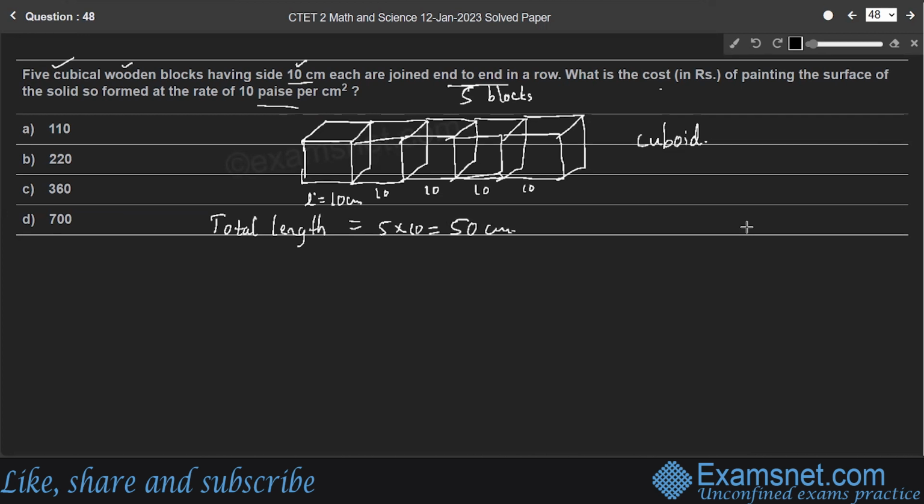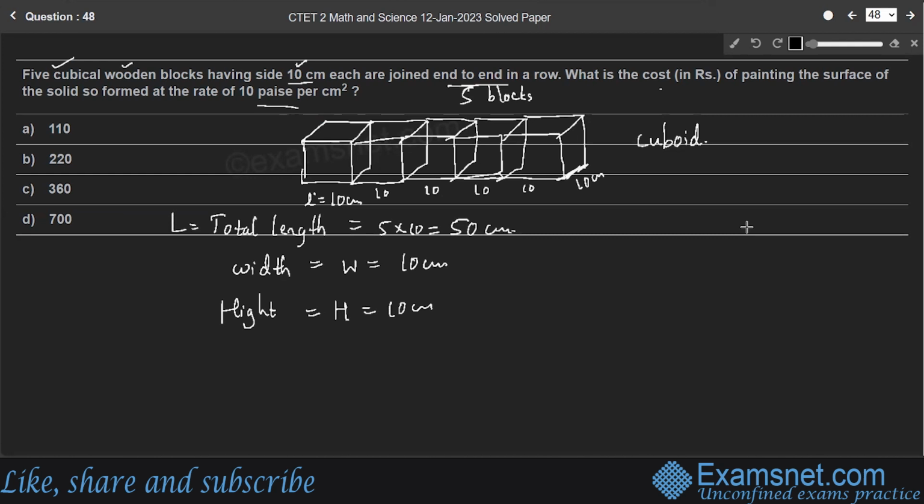Right? But their breadths and heights are same, right? Because width of the cuboid so formed will be only 10 centimeter. Width will be only 10 centimeter, right? So let W be 10 centimeter and height of the cuboid is 10 centimeter. So we'll consider L as the total length.